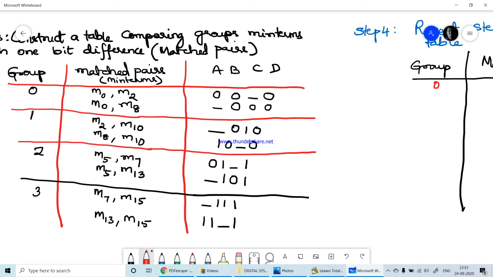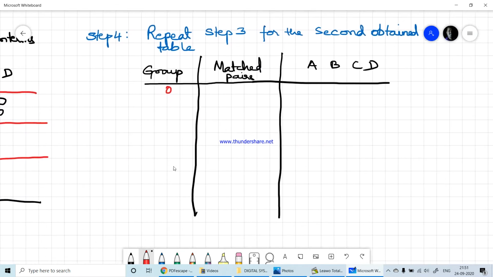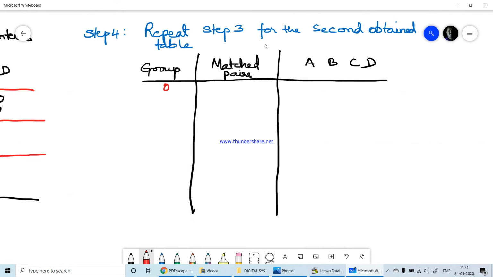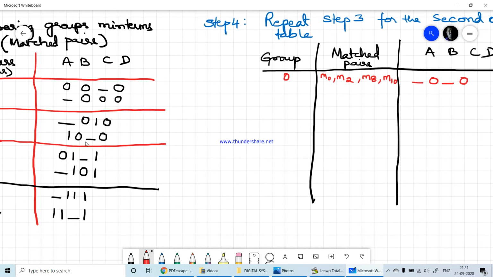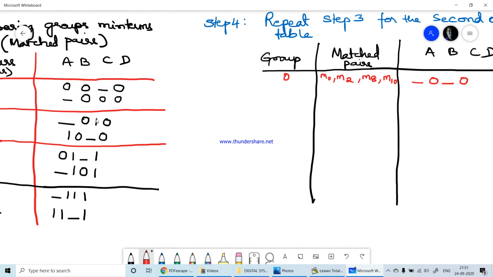M0 M2 M8 M10. So we have 0 0 underscore 0, and we have 1 0 underscore 0. Therefore, the first bit is the only difference that we have. Therefore, I can group it. So what will I get here? M0, M2, M8 and M10. I will get dash 0 dash 0. The reason is we have a first bit difference here, 1 and 0, 0 dash 0. All other three are the same. So therefore we write dash 0 dash 0.